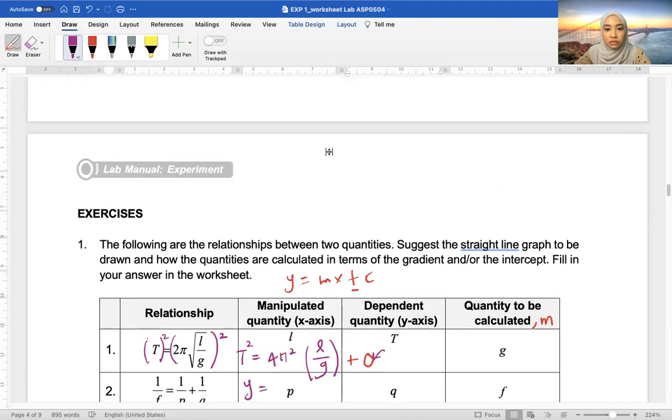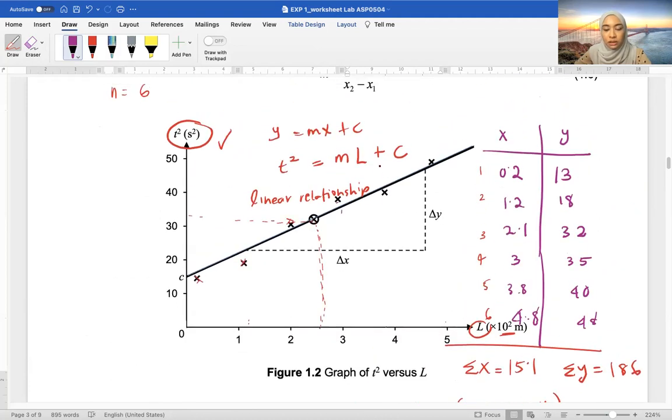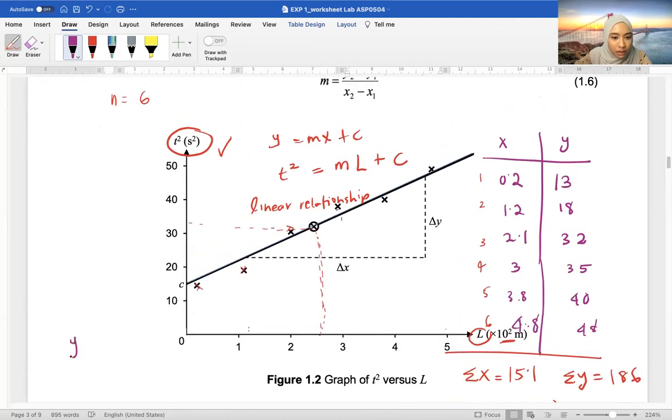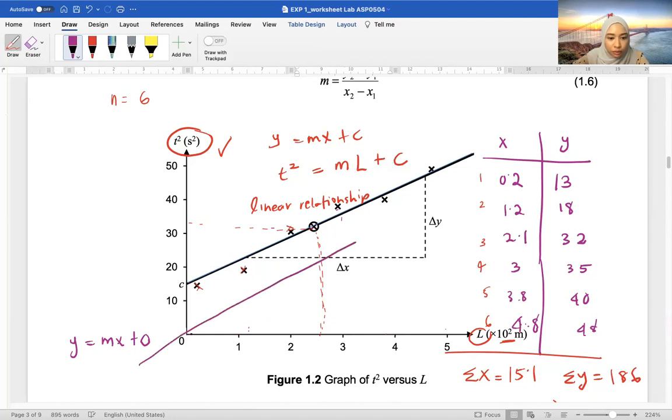So when your c is 0, let's go back to this equation. When your c is 0, so y equals to mx plus 0, how should I draw my graph? Directly proportional. Directly proportional, okay. But where is my c? 0. Dekat 0, right? Dekat 0. So it should go over here. So this is where it should intersect, okay. And this is when you have a y equals to mx plus 0 or just y equals to mx.